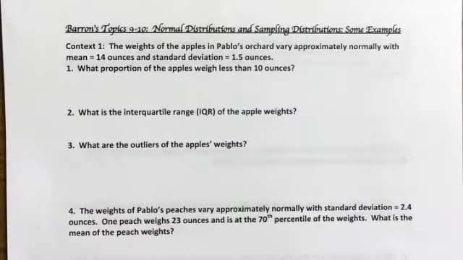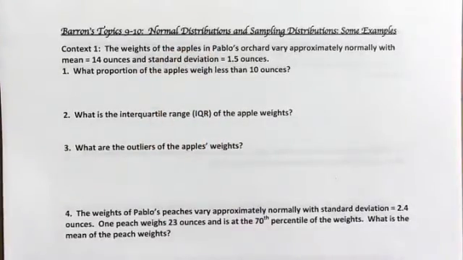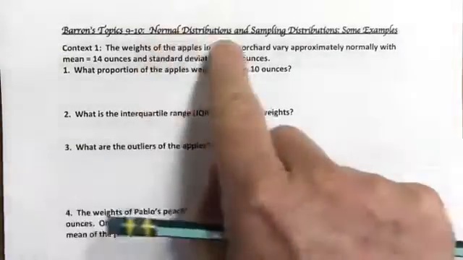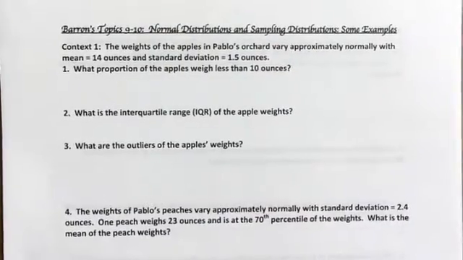Okay, we will now talk about Barron's topics 9 and 10. Barron's topic 9 deals with the normal distribution. Topic 10 deals with sampling distribution. So this is a run through of the basic stuff there.